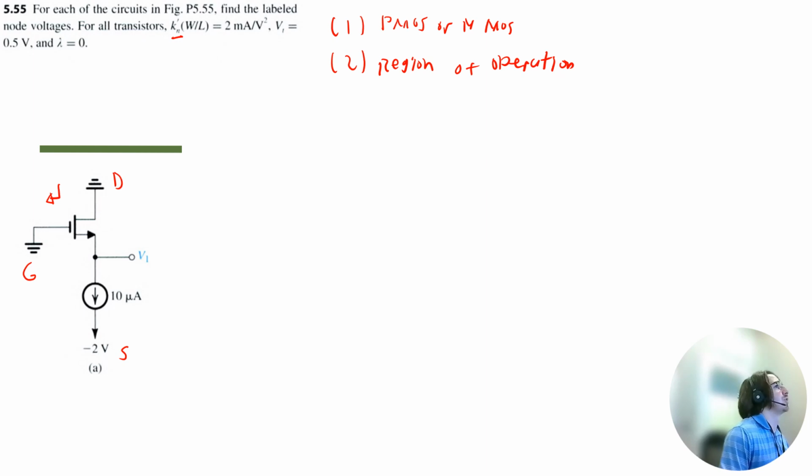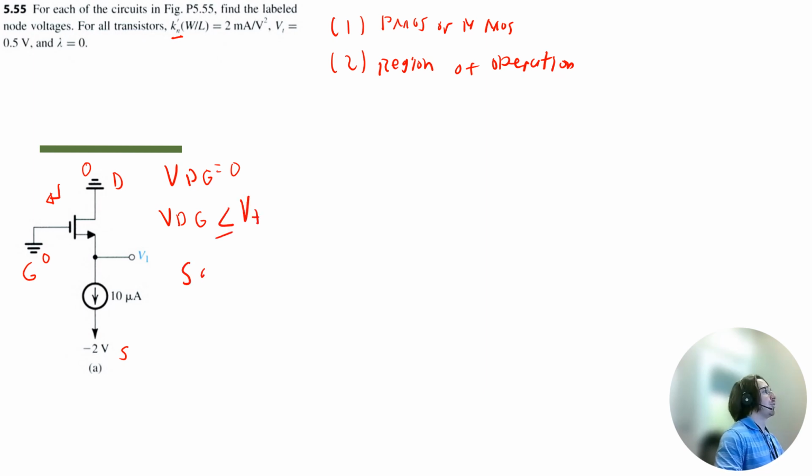Now the next question is, what is the region of operation? Well, I can see that my voltage at the drain is 0 because it's grounded. Likewise, the gate is grounded, so it has 0 voltage, which means my voltage from drain to gate is equal to 0. And we know that if the voltage from drain to gate is less than or equal to the threshold voltage, then we are operating in saturation, because the threshold voltage is 0.5.